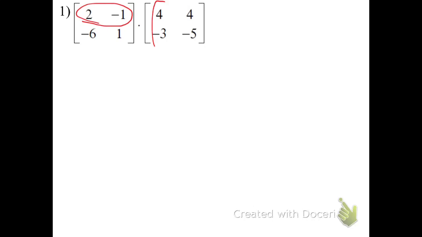Okay, so we got these two matrices. When you multiply them together, remember, you do the rows times the columns. So if you take that first row times the first column, you've got to do 4 times 2, which is going to be 8, and you add -1 times -3, which is 3. Then the second row times the first column, you're going to do -6 times 4, which is -24, and then you add 1 times -3, which is -3. So those are our first two entries.